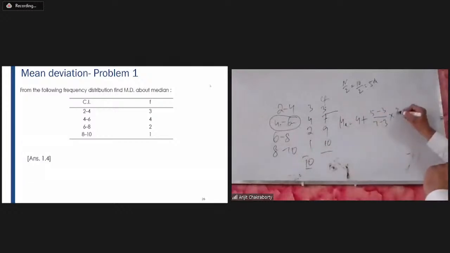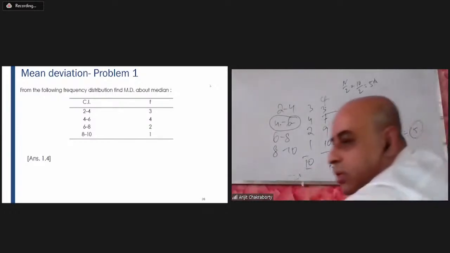Class width is 2. So you can work it out: 4 plus 5 minus 3 is 2, 7 minus 3 is 4, into 2. So it is exactly 1. 2 2s are 4, so it is 5. Median is 5, exactly 5. So we are getting median equal to 5.